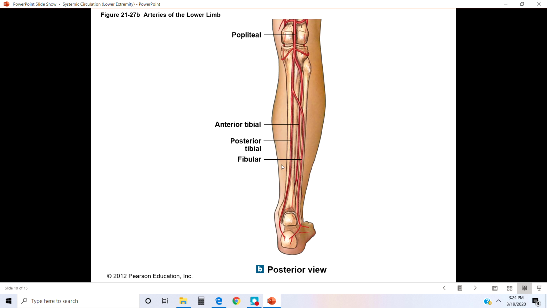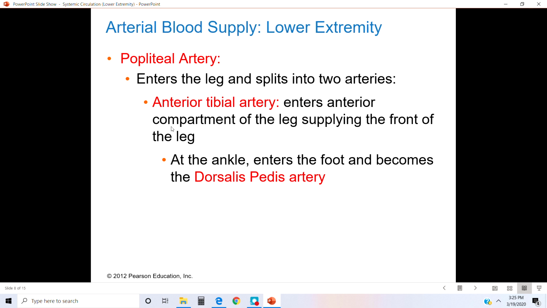So I'll show you real quick right here. Here's the popliteal artery right behind the knee. And then the popliteal artery is going to have two branches. One is the anterior tibial. The other branch is the posterior tibial. This anterior tibial goes between the tib and the fib, and it goes to the anterior compartment. Okay? That's what we were saying here.